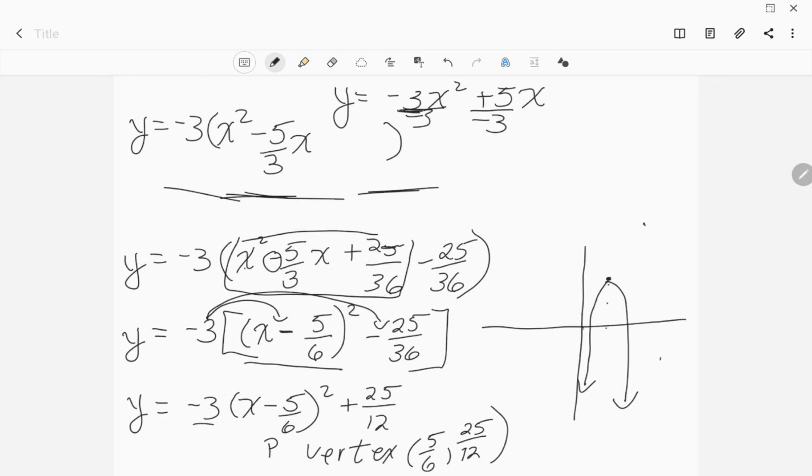So that is the basics of completing the square. We started with an easy one and we went to a harder one. All right, and that's it.